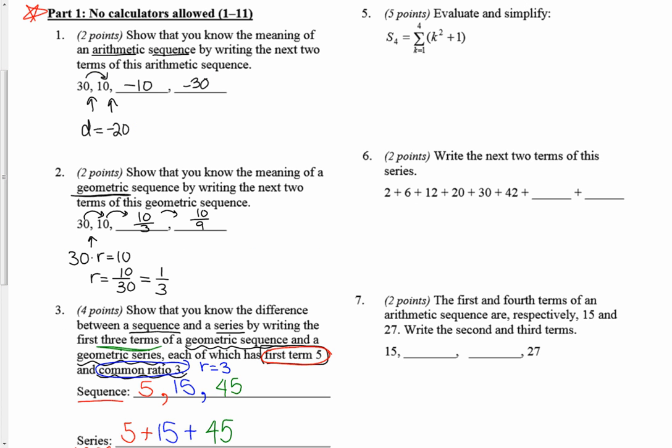Number 5 asks me to evaluate and simplify S sub 4. That means the sum of 4 terms, and then it gives me this sigma notation right here. Remember, with the sigma notation, on the bottom is going to be the first thing you plug in.